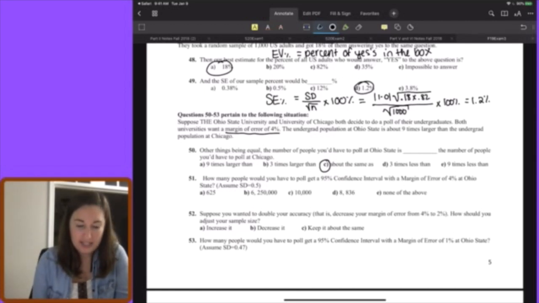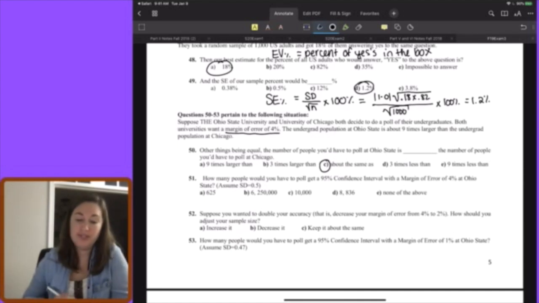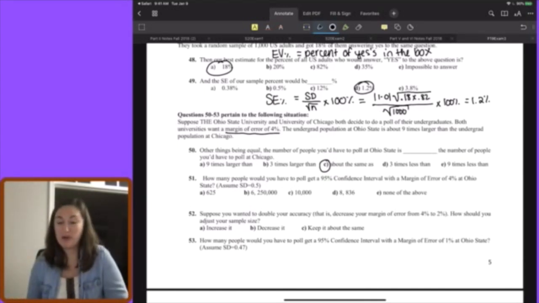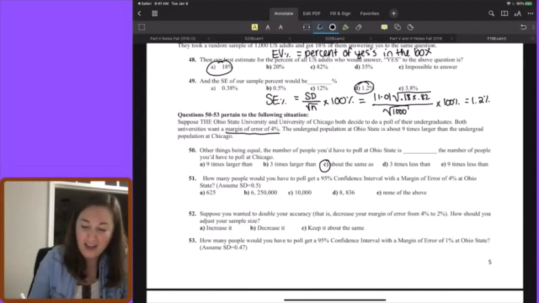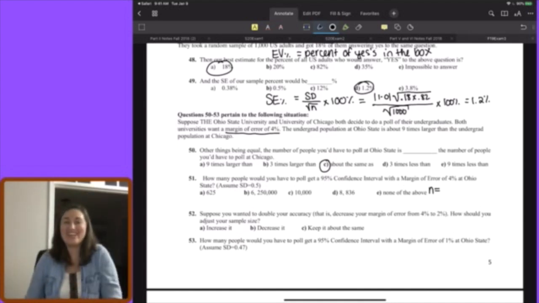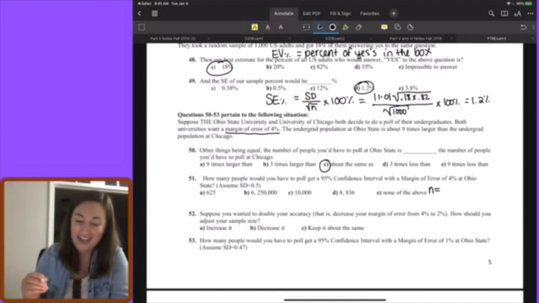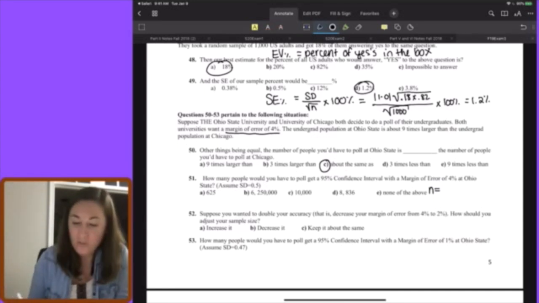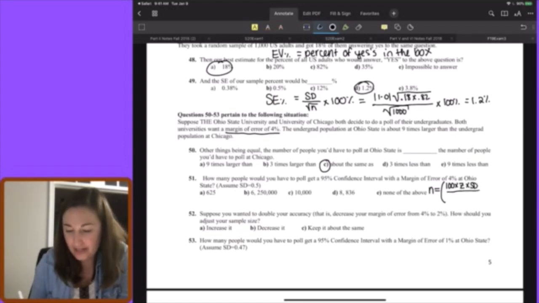What else is this saying? How many people would you have to poll to get a 95% confidence interval with a margin of error of 4% at Ohio State? All right, so here I could either do this by the definition of the margin of error, or I could use the quick formula. We said we're kind of tired. We don't want to think, so I'm just going to use the quick formula, which was 100 times the z-score times the SD divided by the margin of error, squared.